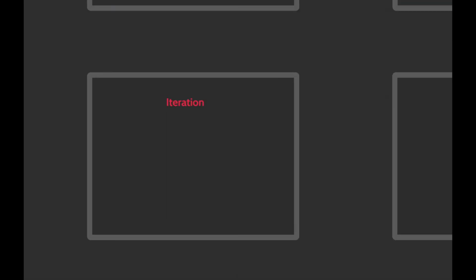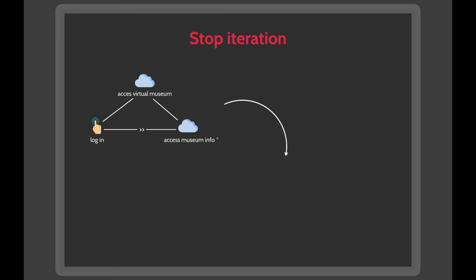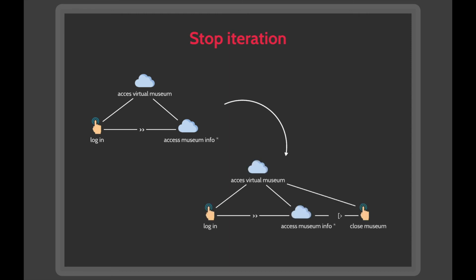We can also express iteration using this symbol. With iteration, you have to be a little bit careful. Iteration can be endless. We don't want that always. So, to stop an iteration, we have to use a deactivation task, like we can see in this example. If you want to make a task optional, you can use brackets to express this.